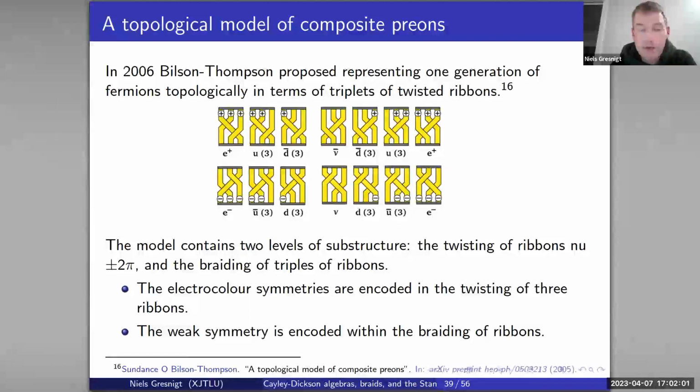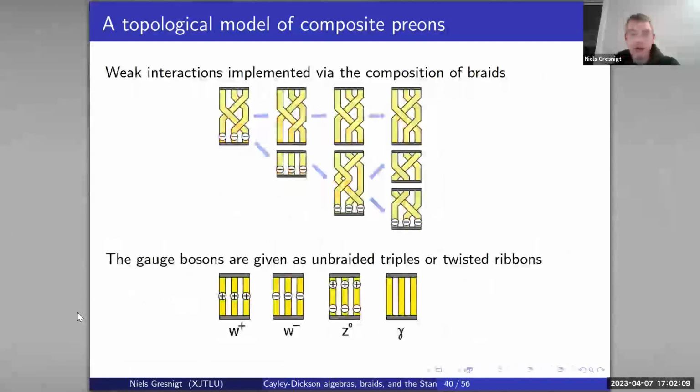Whereas the weak symmetry or the weak quantum numbers, you would try to encode within the braiding of those three ribbons. And then the idea is that you could try to represent particle interactions, or weak interactions at least, via the composition of braids. So braids form a group, so you can compose them. So here's a picture of that. And it's speculated that the gauge bosons possibly have the ribbons twisted, but they don't braid.